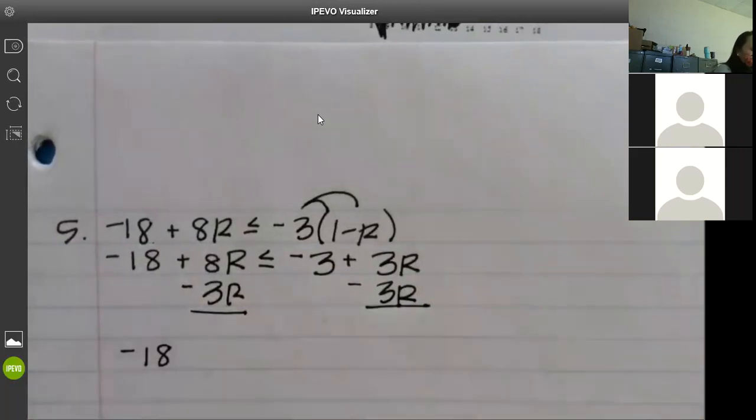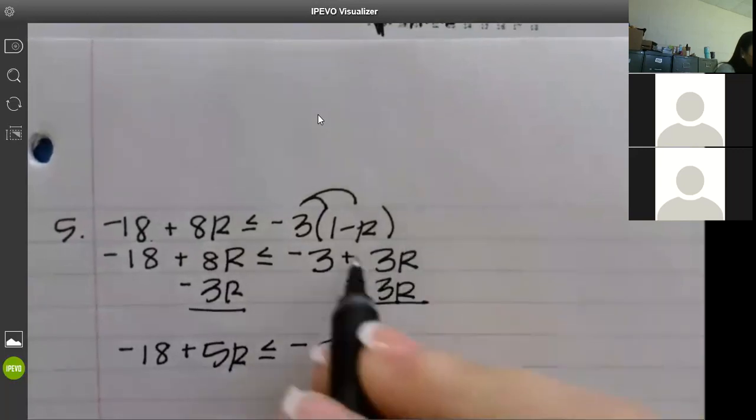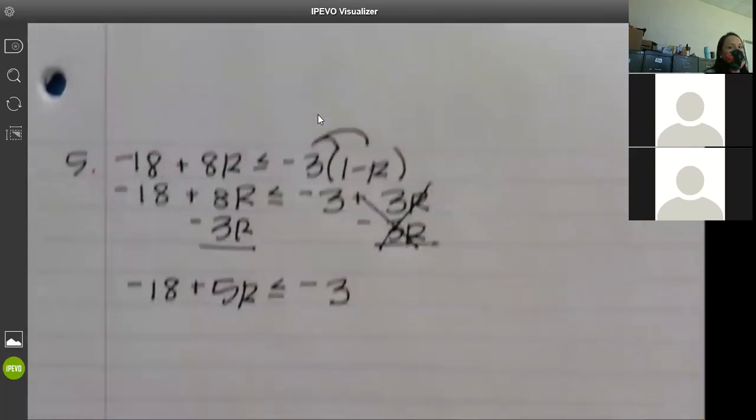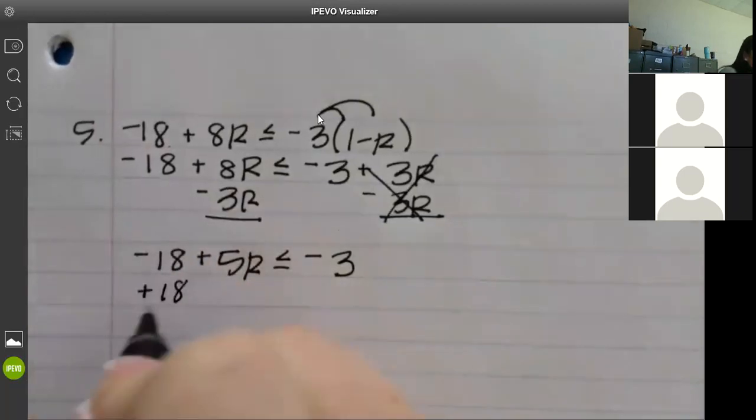That leaves me with negative 18. 8 minus 3 is 5. Less than or equal to. Bring down that negative 3, and your 3 R's canceled out. Now it's just like the other ones. Look at what you got first. Positive 18. Add 18 to both sides. Perfect.